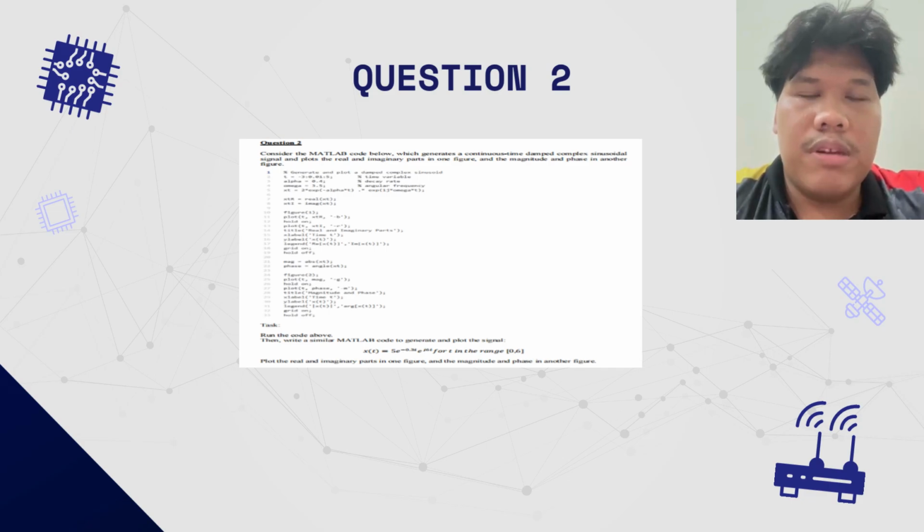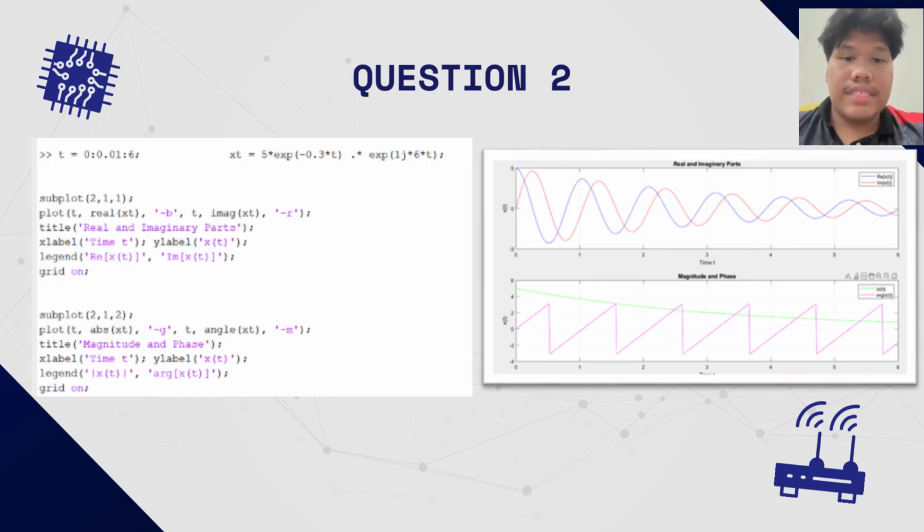So today I will present the MATLAB implementation to generate and plot the decaying complex sinusoidal signal x(t) equals 5 e to the power of negative 0.3t, e to the power of j6t, for the time range of 0 to 6 seconds. Okay, this is my answer.